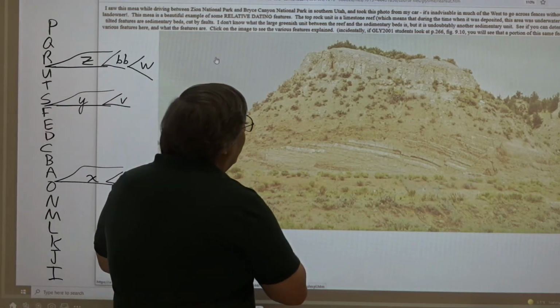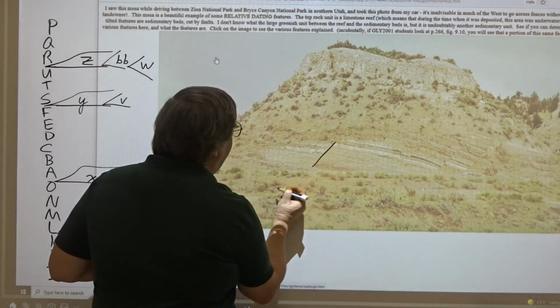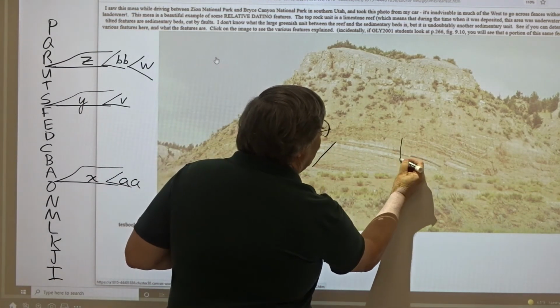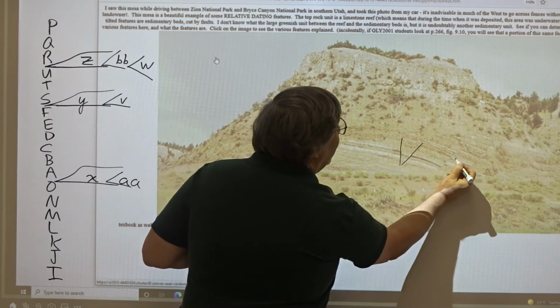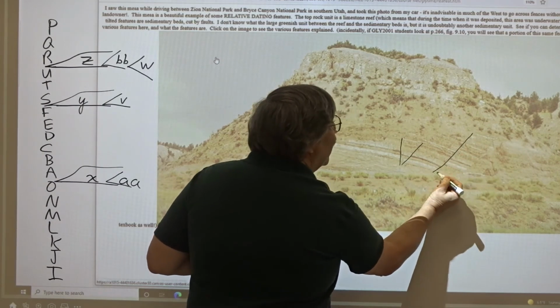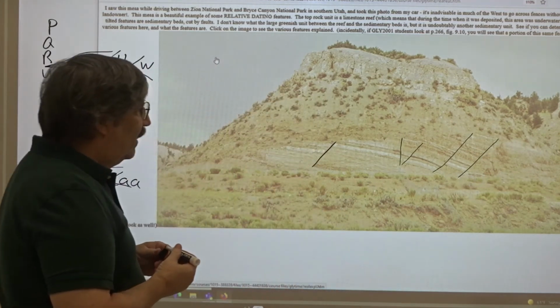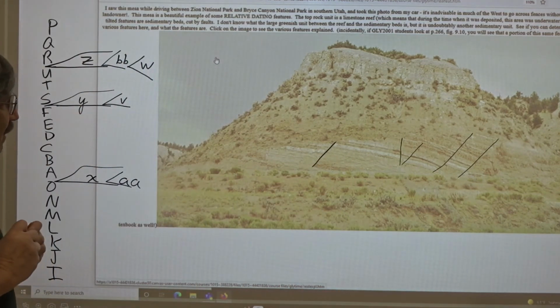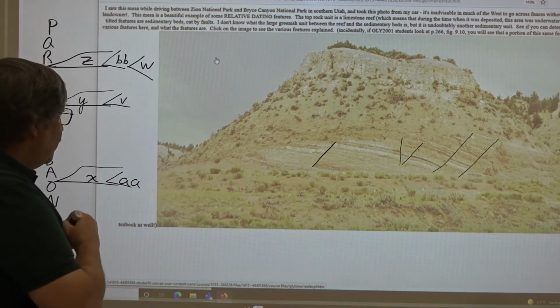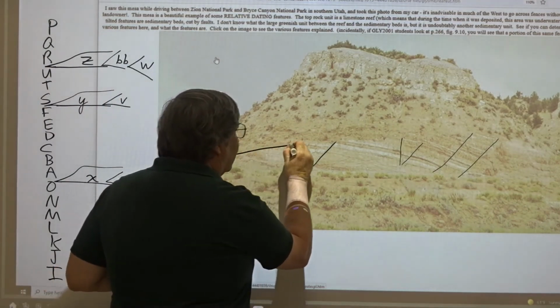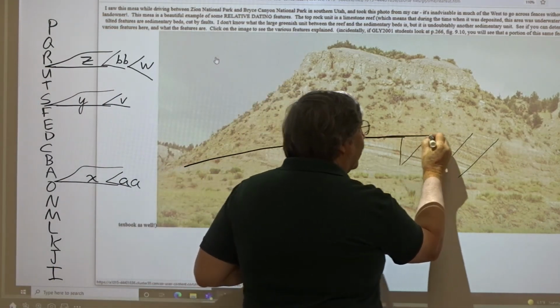We have a number of faults. Here's a fault there. There's a fault there, a fault there. These are all faults that are offsetting these rocks. And we haven't talked about types of faults, but those are known as normal faults. We have an angular unconformity right here.